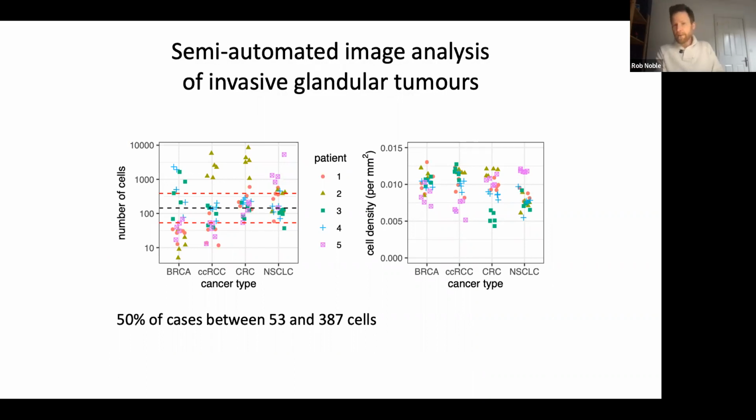And the cell density doesn't really vary much by cancer type. These are slides randomly selected from the Cancer Genome Atlas across 5 patients, and I think it's several slides per patient. There's a broad range here, but there's some consistency in the average. So this might seem quite crude.